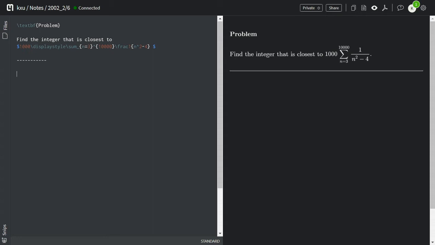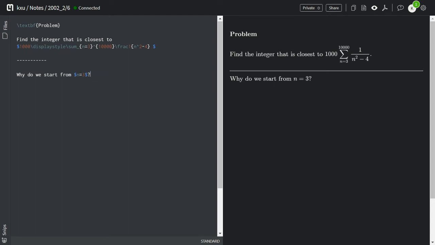So we have a summation here. We have 1000 times some summation of 1 over n squared minus 4. So one thing I immediately notice, well, apart from the 1000 not really mattering because it's outside of the summation, is that we start from n equals 3. So why do we start from n equals 3?